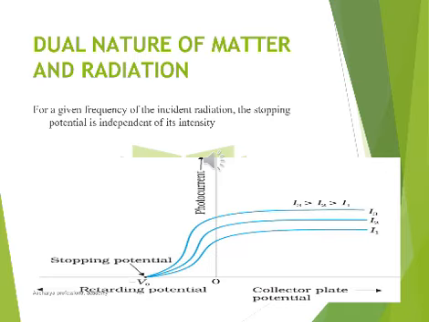So whatever be the intensity, whether it is I1 or I2 or I3, such that I3 is greater than I2 and I2 is greater than I1, whatever be the value, the stopping potential value does not change. So what is the inference from this? For a given frequency, the stopping potential does not depend on the intensity. Okay, so what is the meaning of this? This means the kinetic energy of the electrons depends only on the frequency, not on how bright the light is.